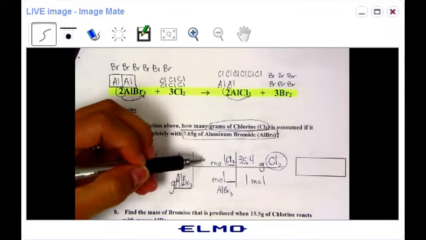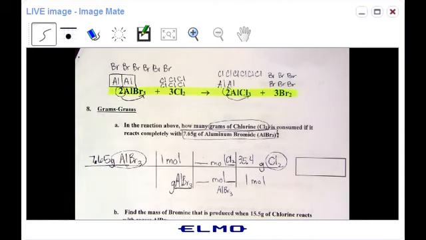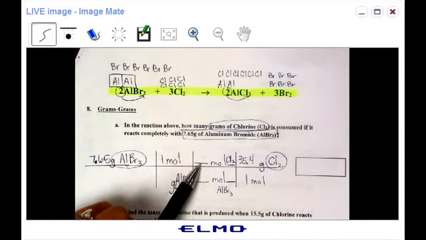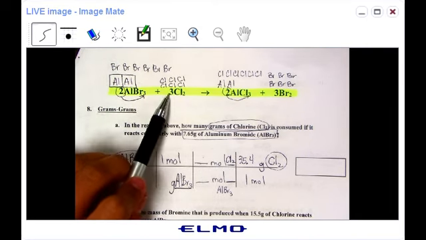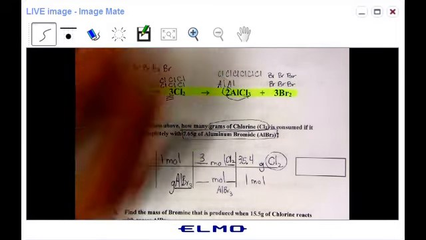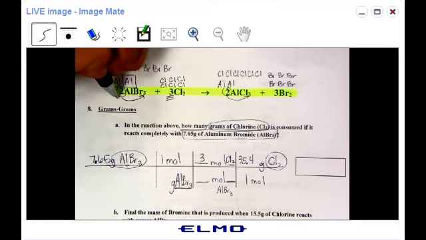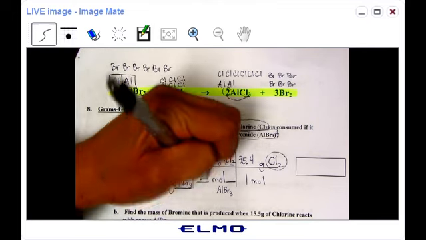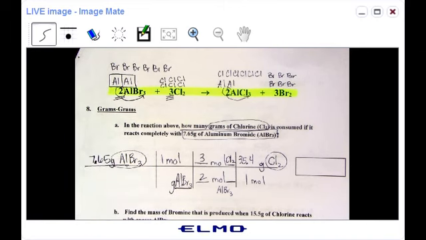You do not just put the number 1 by these 2 moles. Instead you use the coefficient. So what is the coefficient in front of Cl2? You look at the equation, 3 is the coefficient in front of Cl2. What's the coefficient in front of AlBr3? 2. What's the grams of AlBr3? You have to look this up.